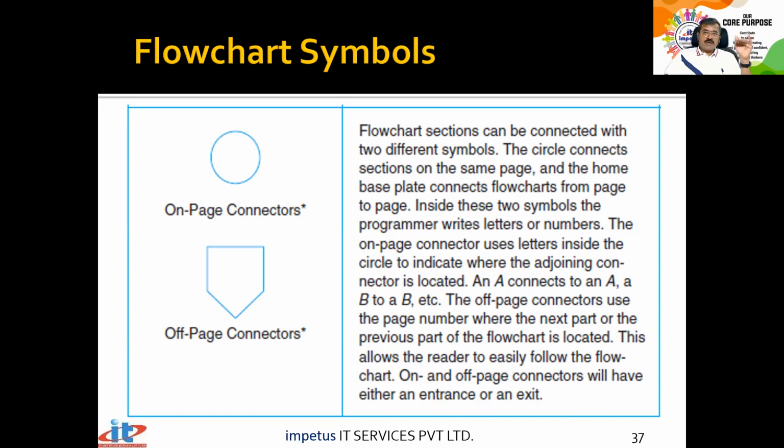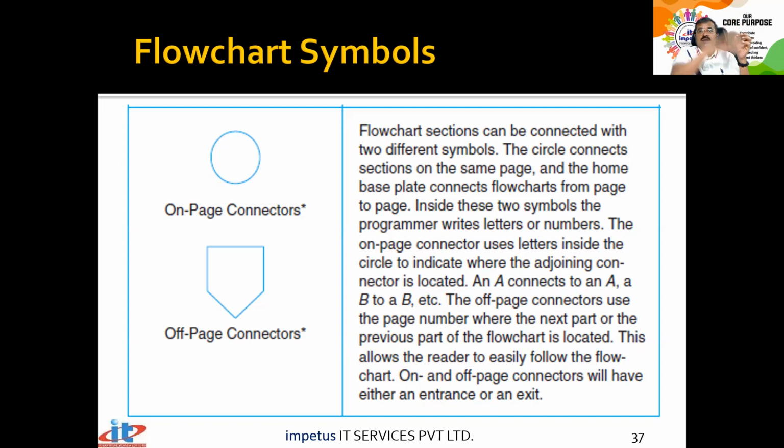Say you are writing a code and your first page gets over and now you want to continue on the next, so you use the off page connector. You will put a number 2 on this, and with the same symbol on the next page, you will put that same number and you will continue. But within the same page, if you would like to write some part over here and some part elsewhere, you can use the on page connector, the circle.